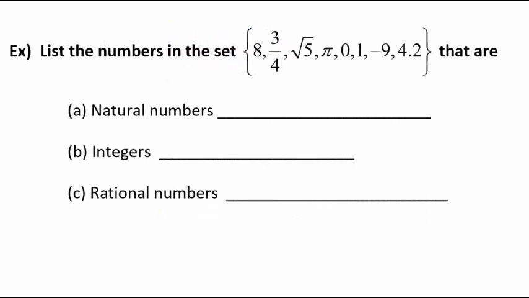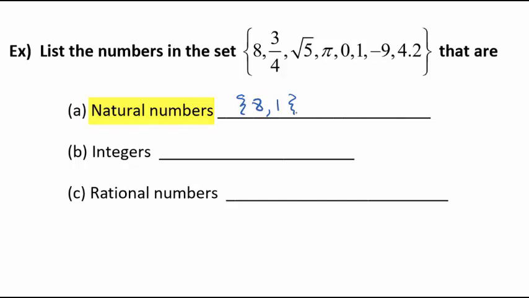List the numbers in the set of 8, 3/4, radical 5, pi, 0, 1, negative 9, and 4.2 that are natural numbers. What are the natural numbers? The natural numbers are the counting numbers 1, 2, 3, and so on. So for this set, the natural numbers include 8. 3 over 4 is not a natural number. The square root of 5 is not a natural number. Pi is not. 0 is not. What about 1? It is a natural number. A natural number cannot be negative or decimal. So we only have two numbers.